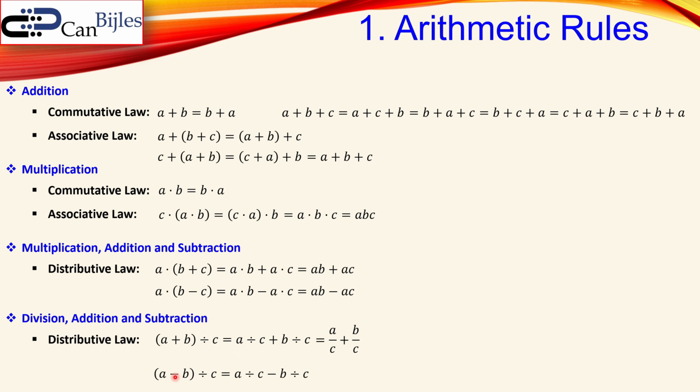You can also have it for a minus sign instead of a plus sign. Straightforward business also is applied there. So A over C and then minus B over C, of course, like so.